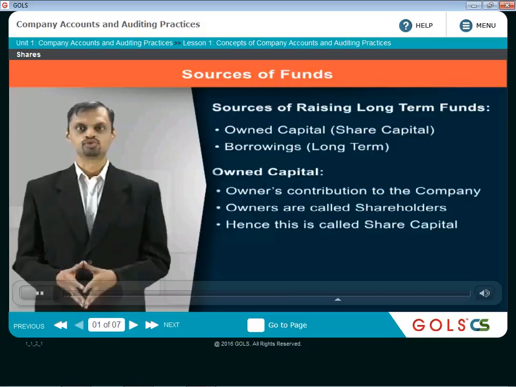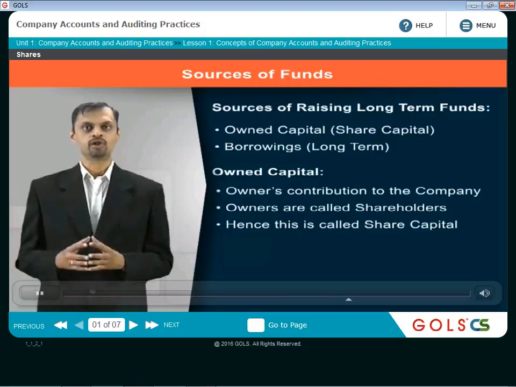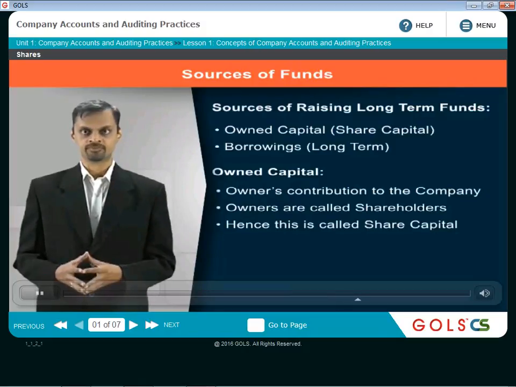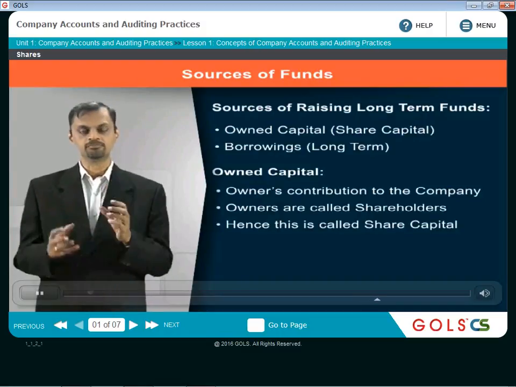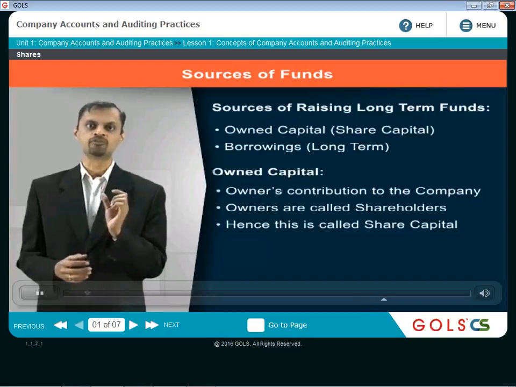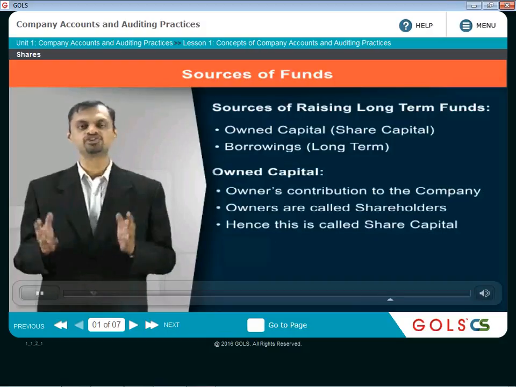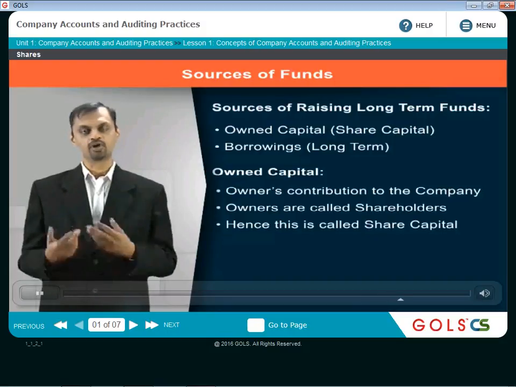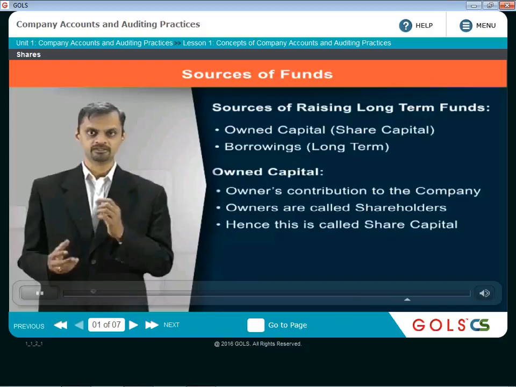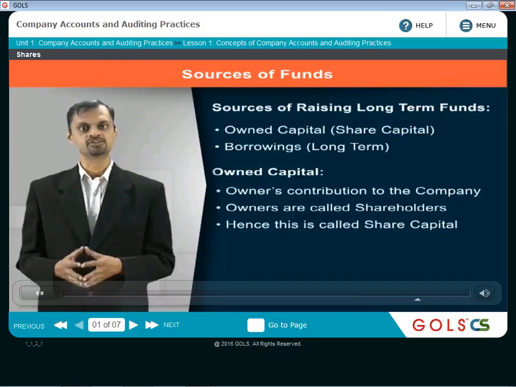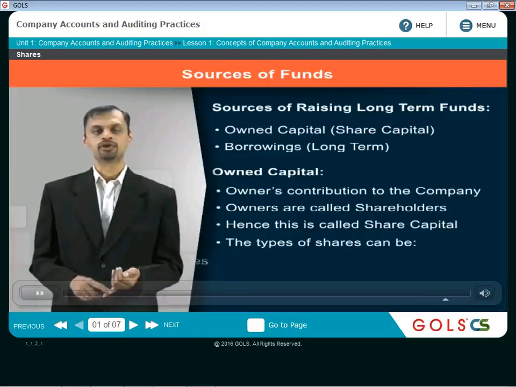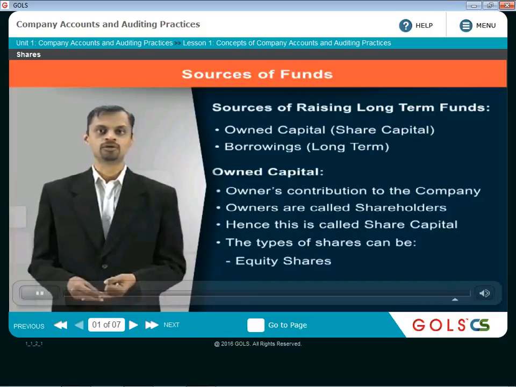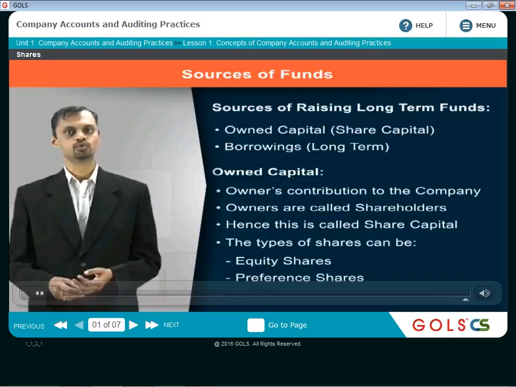Collectively, all the shareholders are the owners of the company, and each individual shareholder owns the company to the extent of his share in the entire share capital. That is why the contribution made by the shareholders is called share capital. And there are two types of shares that the company can issue: equity shares and preference shares.